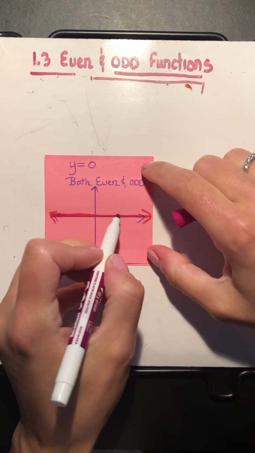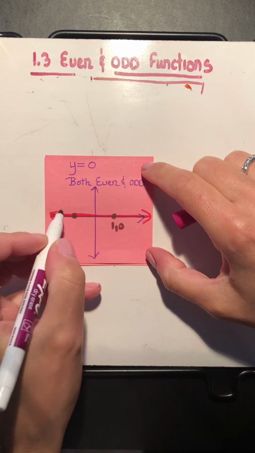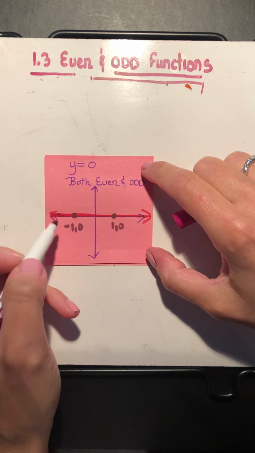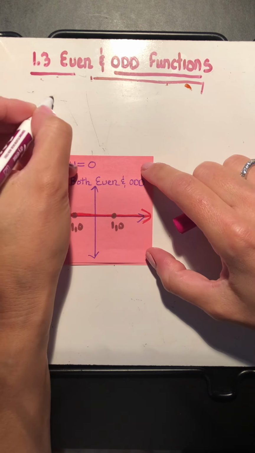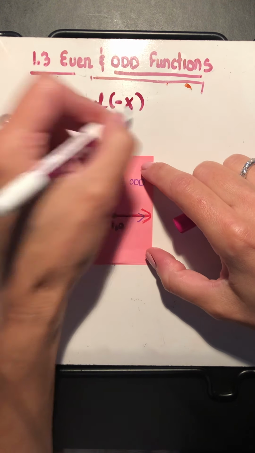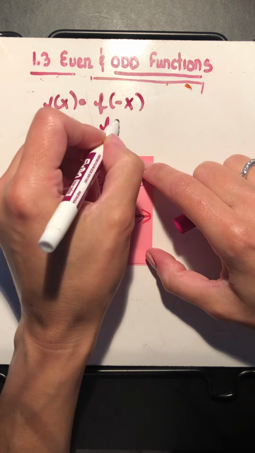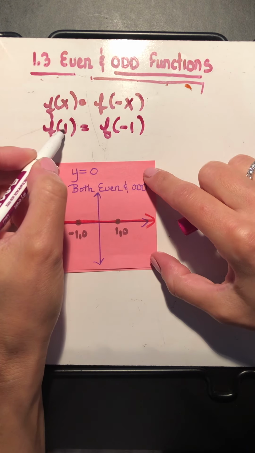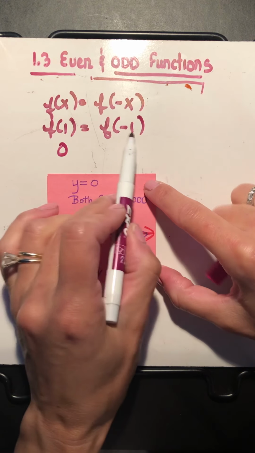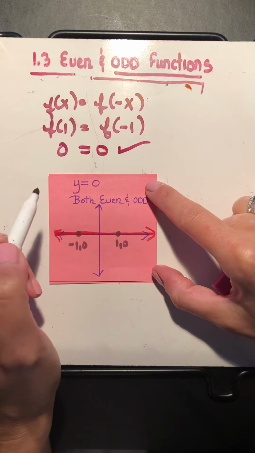Furthermore, if you were to get fancy, let's put some points here. Let's say this is 1, 0. Let's say this is -1, 0. I can put it into the test. Our test was f of x equals f of negative x. So if I put a 1 in for x, does f of 1 equal f of -1? Yes, because f of 1 is 0. When I plug in 1 for x, I get 0. When I plug in -1 for x, I get 0. So algebraically, it's an even function.